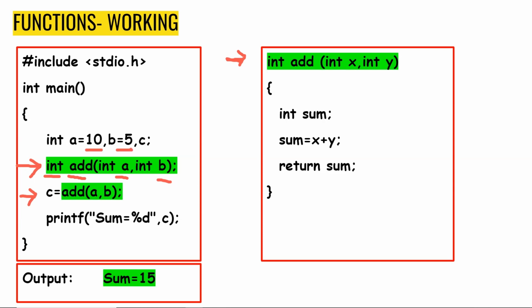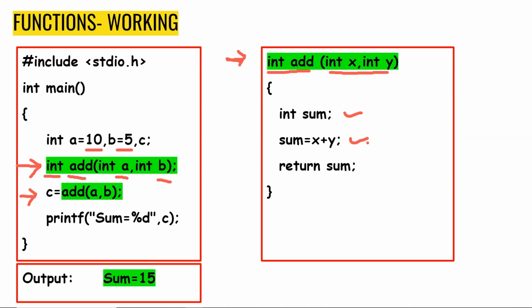Next, we need to define the function. So this is the syntax. You are giving the return type, the function name followed by the parameters. So this is the header. The statements, the executable and non-executable statements, are enclosed within the braces. So here, this is called the function definition.